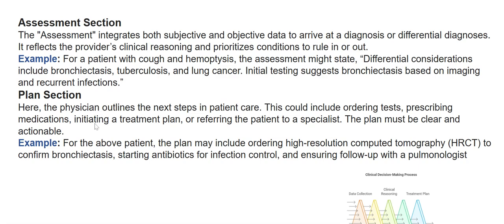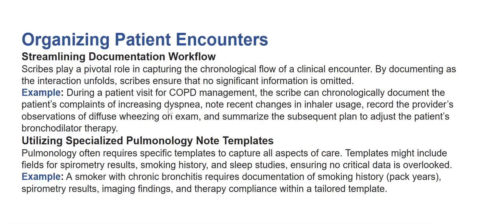Plan section. Here, the physician outlines the next steps in patient care. This could include ordering tests, prescribing medications, initiating a treatment plan, or referring the patient to a specialist. The plan must be clear and actionable. Example, for the above patient, the plan may include ordering high resolution computed tomography, HRCT, to confirm bronchiectasis, starting antibiotics for infection control, and ensuring follow up with a pulmonologist. And here is a diagram summarizing the clinical decision making process.